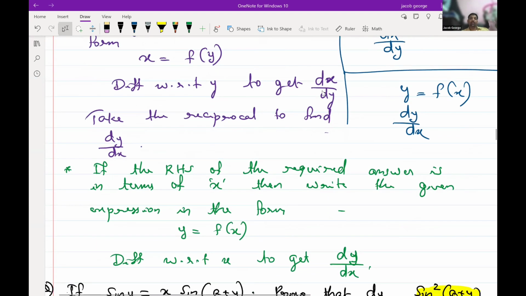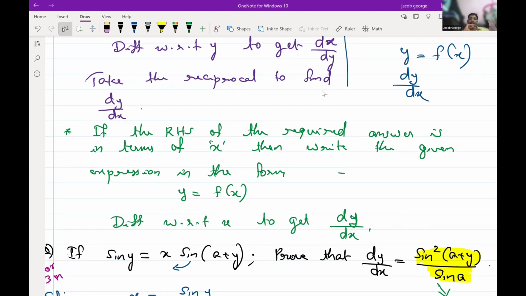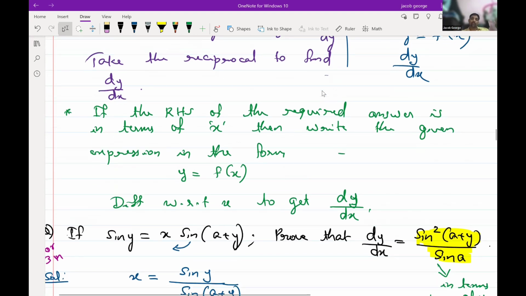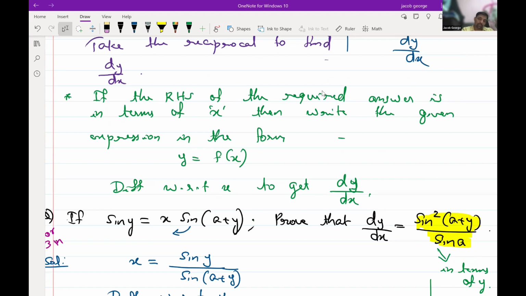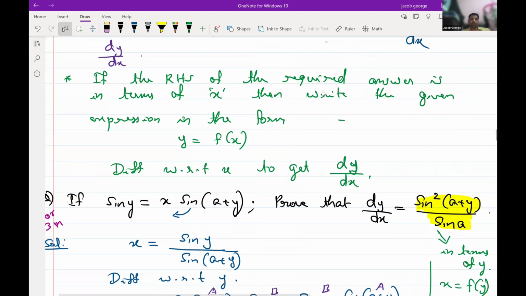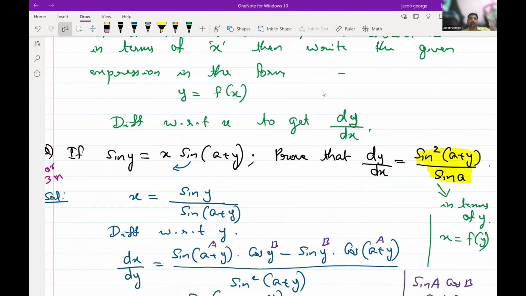On the other hand, if the right hand side of the required answer is fully in terms of x, then we should rewrite the given question in the form y is equal to f of x. Then differentiate it with respect to x, and directly we can find dy by dx. So this is a typical question. It is there in past papers also.